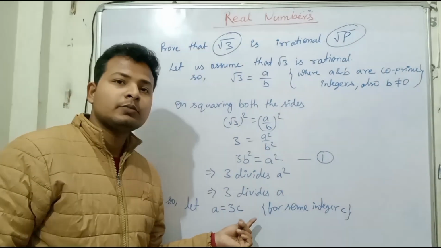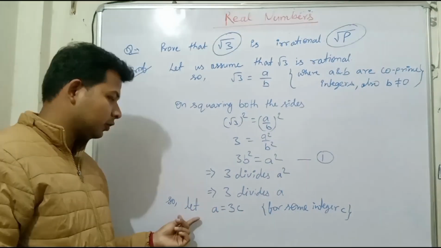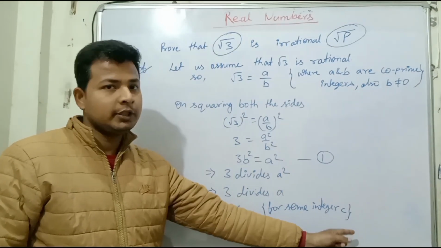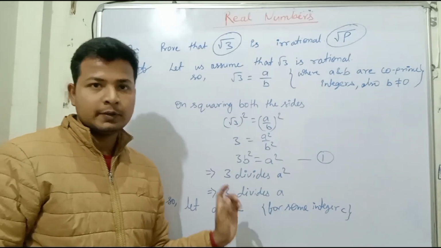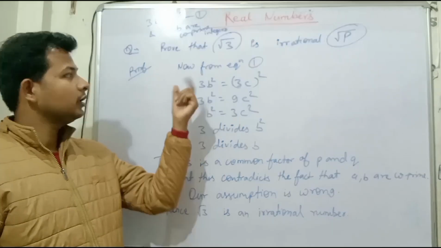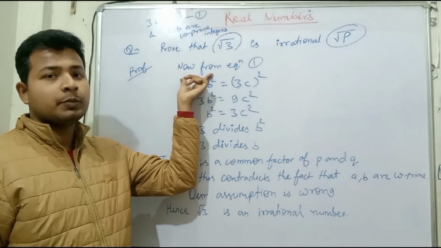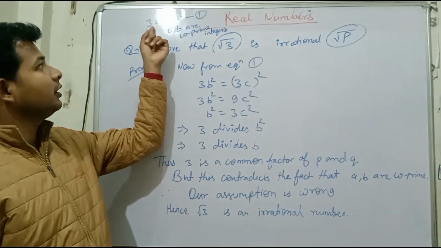Now, if 3 is able to divide the number a, that means we can write a as a multiple of 3. So we have supposed that a equals 3c for some integer c. C is what? An integer.